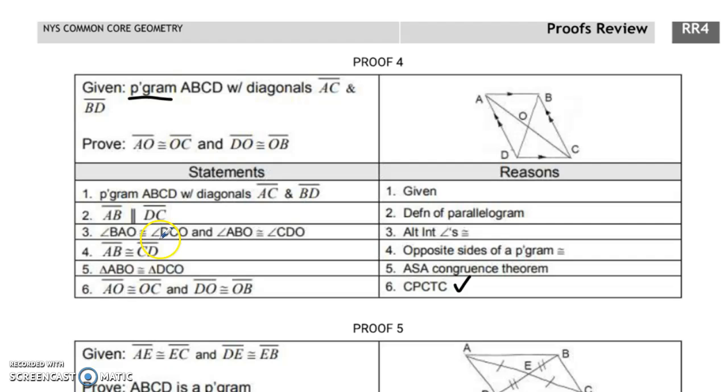Once again, in this type of proof, we're trying to first prove that the triangles are congruent in some way, and then we're trying to find their parts that are congruent.